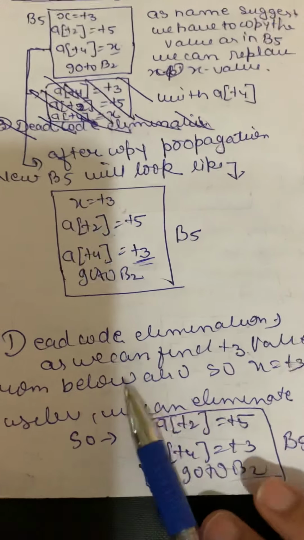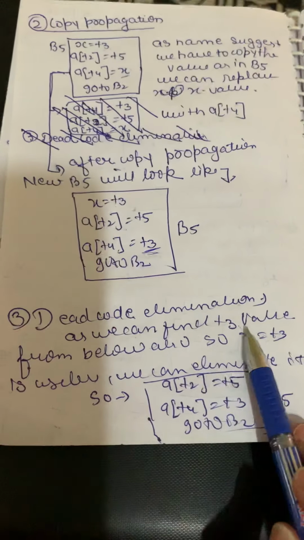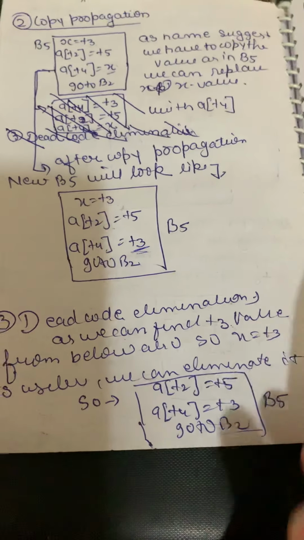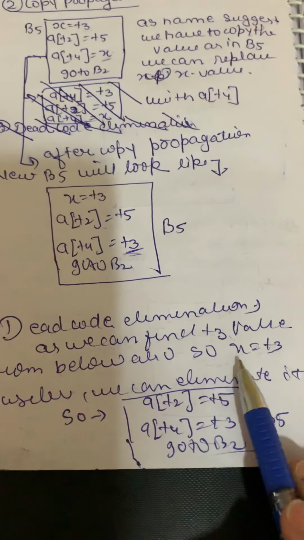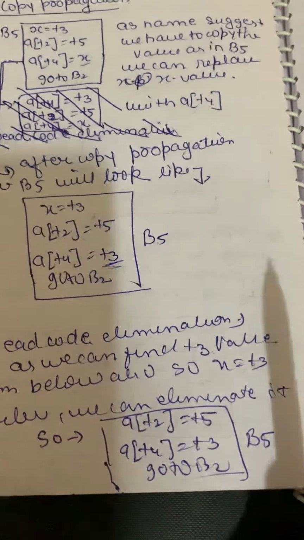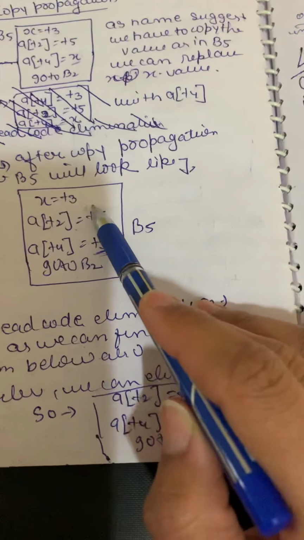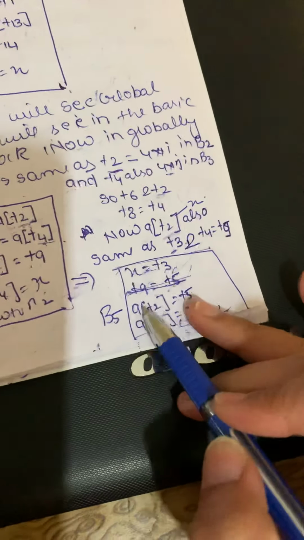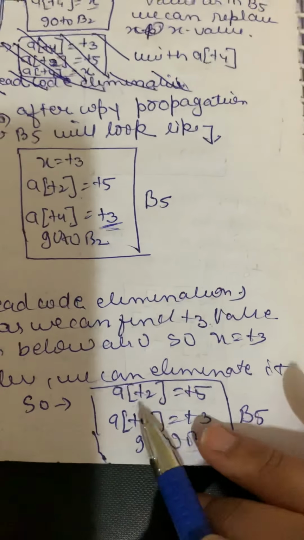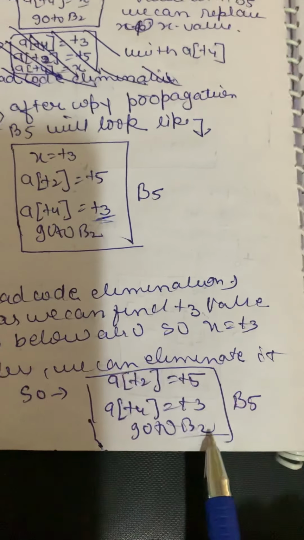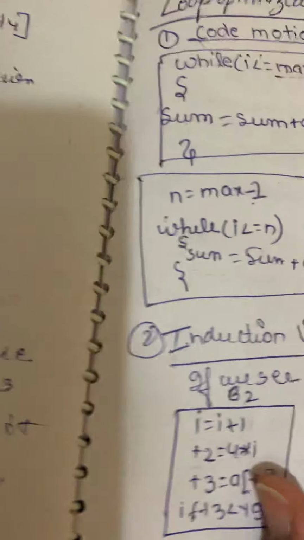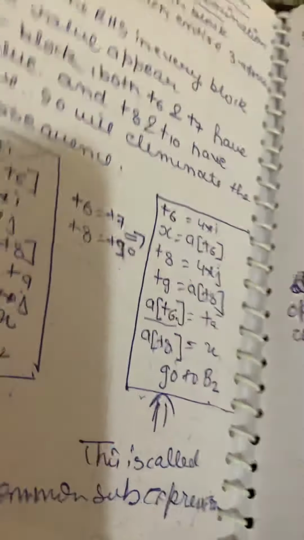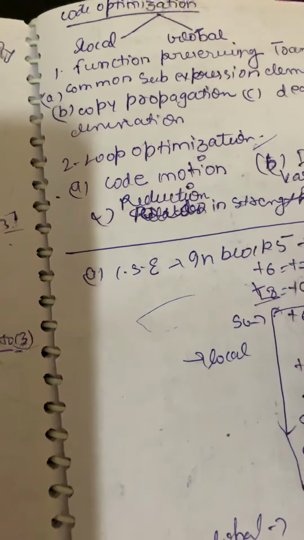Fine. Next was dead code elimination. As the name suggests, we can find the T3 value from below also, as x is equal to T3. Whatever useless productions we have, we eliminate them. Like x is equal to T3, just as we eliminated here earlier, T9 is equal to T5. So what we can do, a[T4] is equal to T5 because it is already equal, and a[T4] is equal to T3, so that is dead code elimination. Okay, next was loop optimization. This will be discussed in the next one.